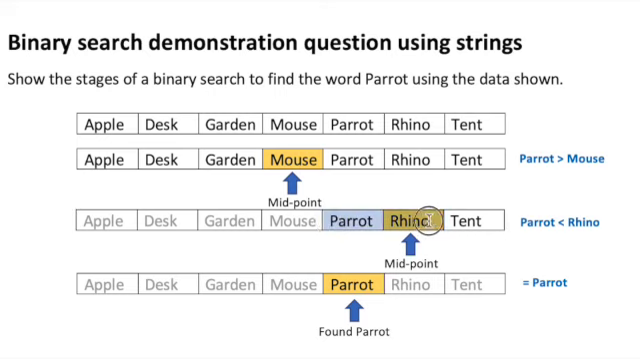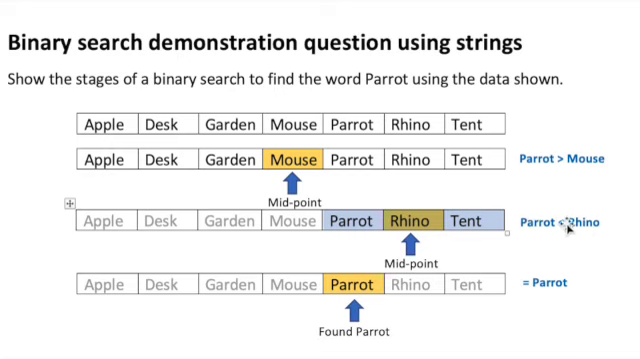Remembering our sublist is parrot, rhino and tent. Therefore our midpoint is rhino. Again, make sure you label this as midpoint. Great way to show an examiner you understand midpoints, and then show the examiner the test that you're doing.